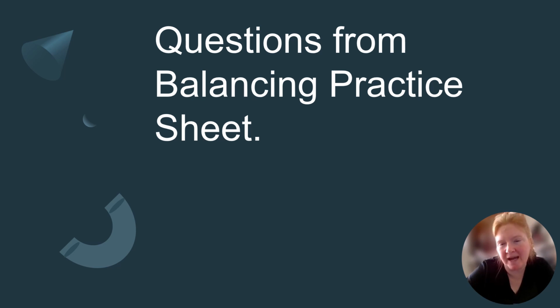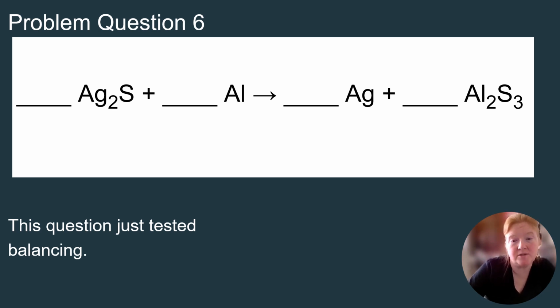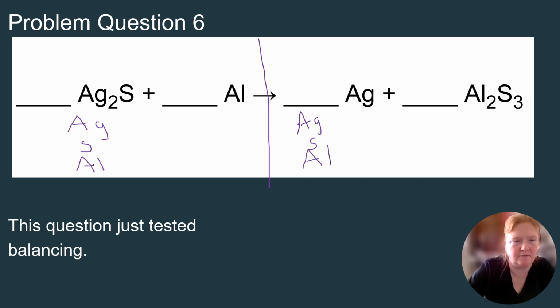All right, now questions from the balancing practice sheet, okay? So here's one, it's just balancing, so let's go over it. So we have Ag, we have S, and we have Al. And then here's the other side. Let's put it in the same order. All right, Ag, S, Al. Now let's count. 2, 1, 1, 1, 3, 2.